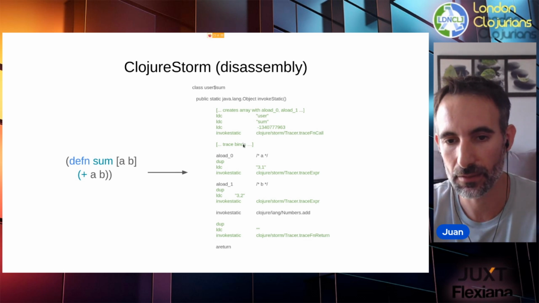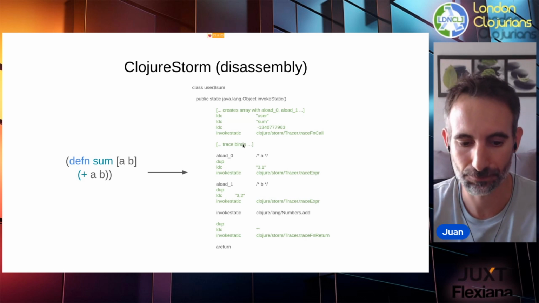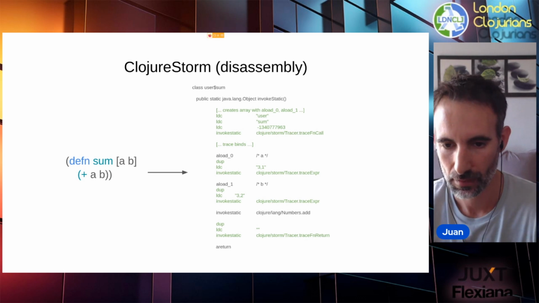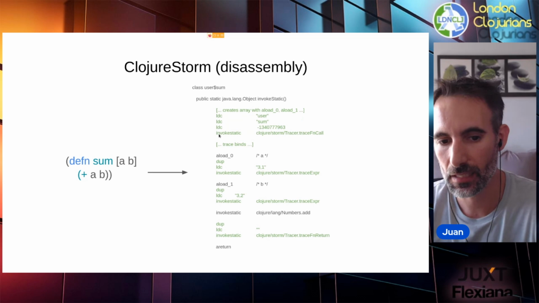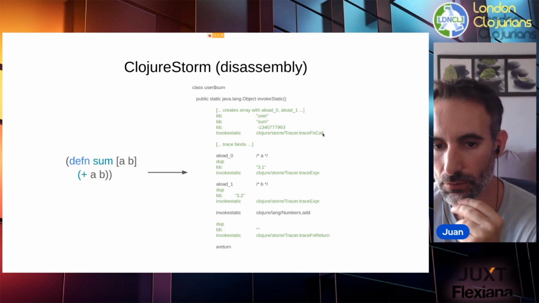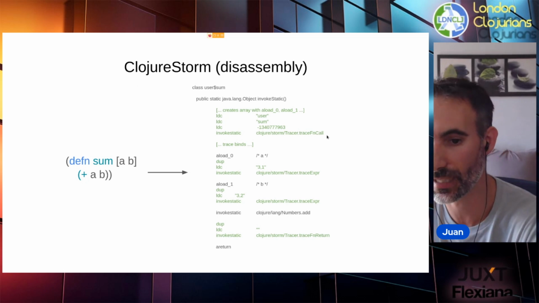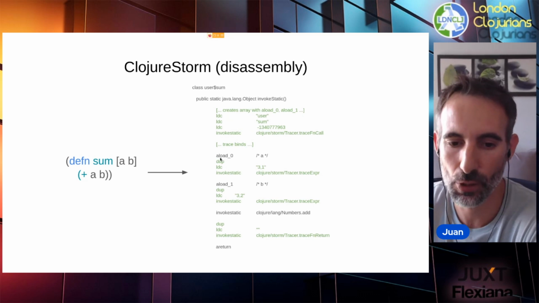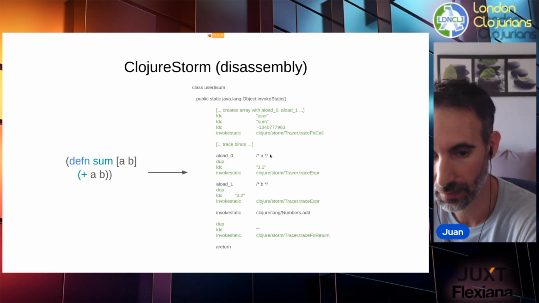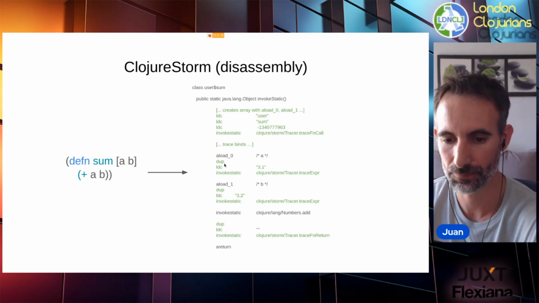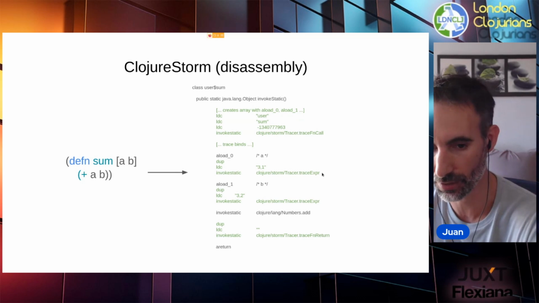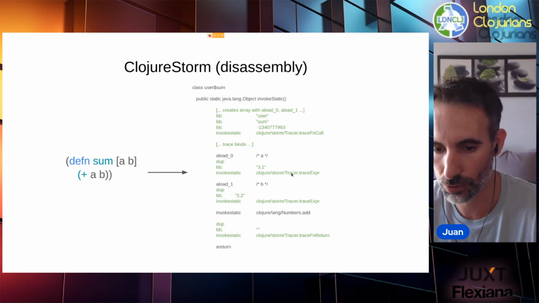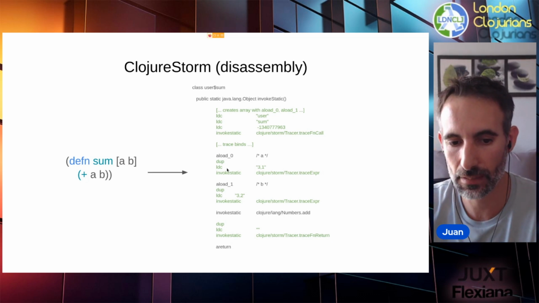So the green part is the extra bytecode that the ClojureStorm compiler emits for us. And in the beginning, it will add a call to trace the function call. So when this function is called, it will call trace function call. And then, for example, when the system loads the A parameter into the stack, it will duplicate it and then call trace expression with another copy of that reference, because this will consume the copy from the stack, and a coordinate.